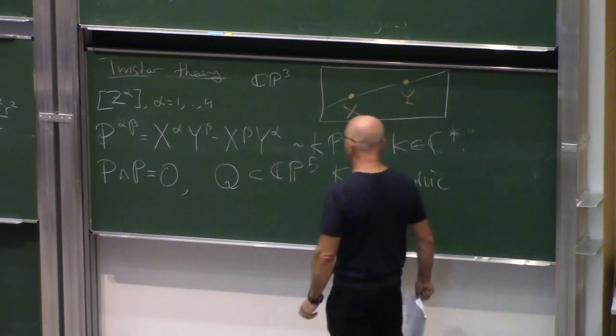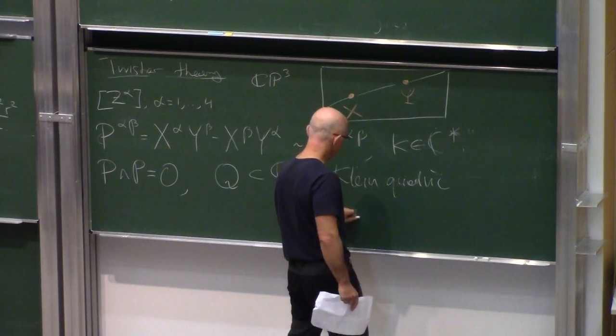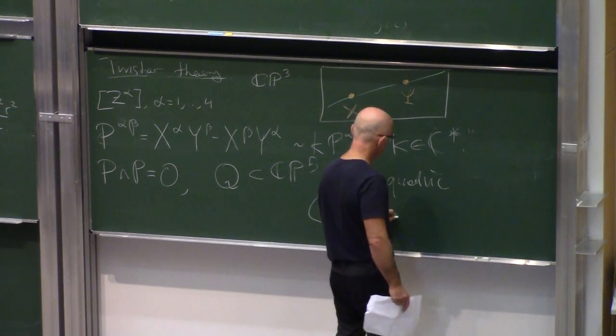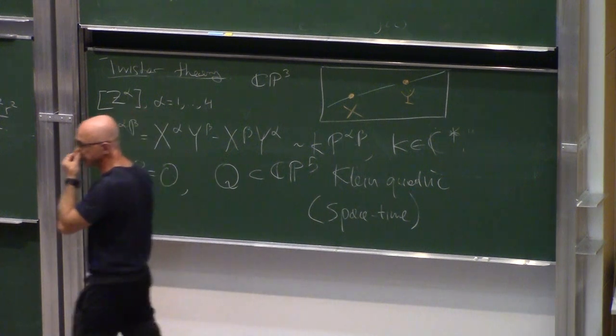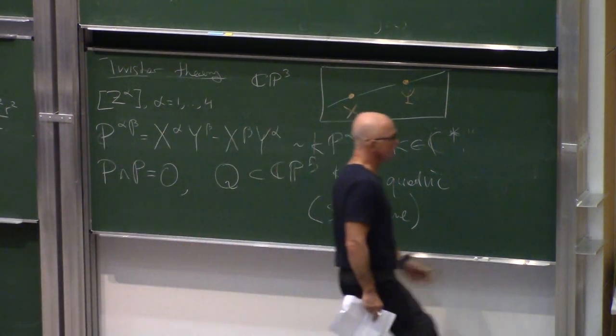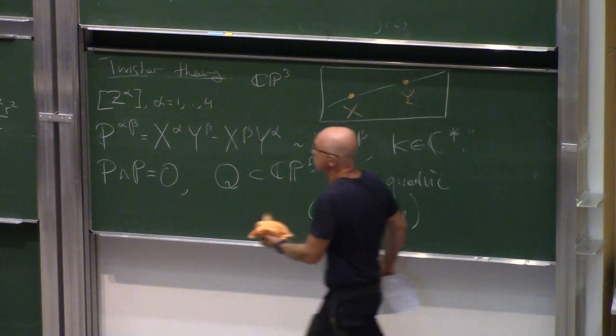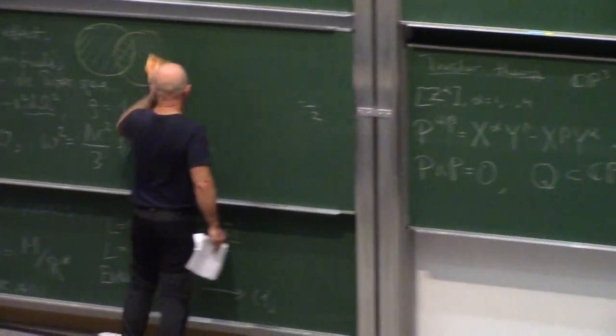And it is this Klein quadric which will be identified with space-time. I haven't done it yet. All I know so far is that points in this Klein quadric correspond to lines in twistor space. But there is no notion of conformal structure or a metric. So let's see how that comes up.